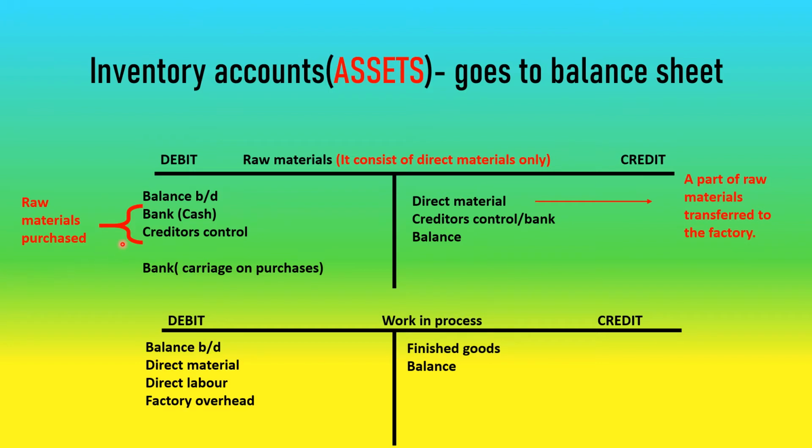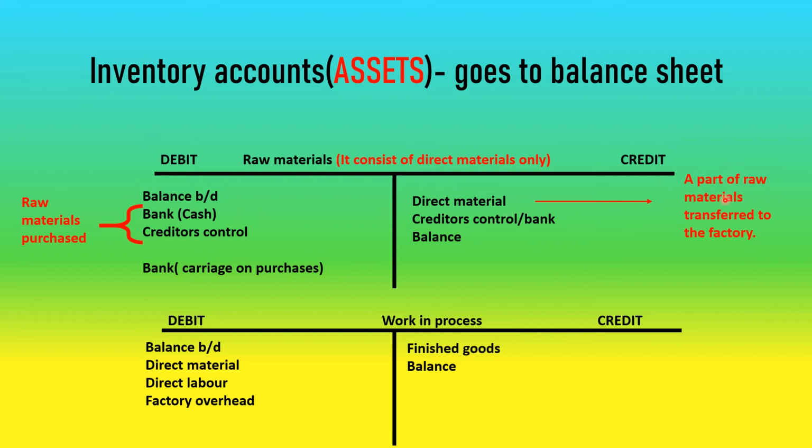Then we have our raw materials that we purchase, which could either be purchased with cash or with credit. So if it's purchased with cash, we use bank, and if it's purchased on credit, we use creditors control. So obviously when we purchase those goods, the raw materials in our warehouse increases. Then we have our carriage on purchases. This is the transportation cost for the materials to be delivered to the manufacturing company, and that's also on our debit side.